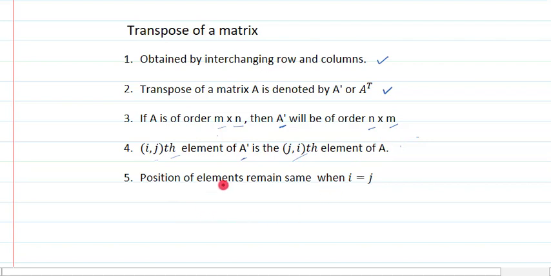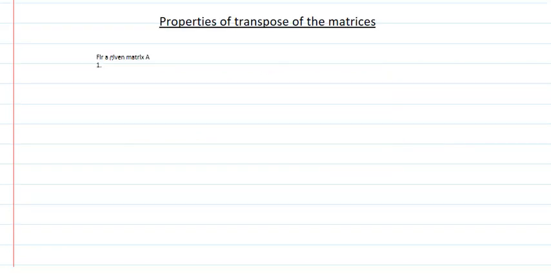Position of elements remains same when i is equal to j, means the position of A11, A22, A33, means when i is equal to j, the position of the elements remains unchanged. But when i is not equal to j, in that case ijth element becomes jith element.